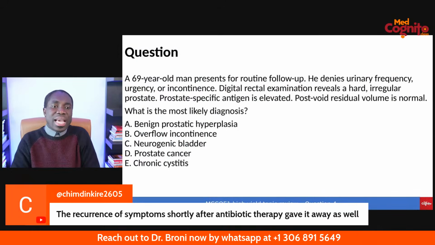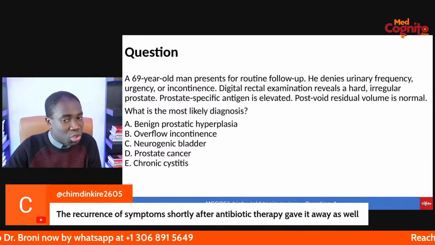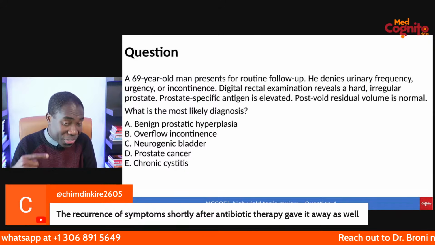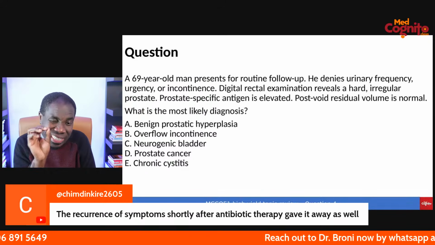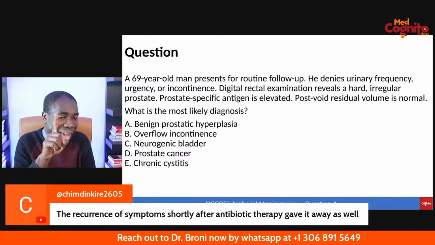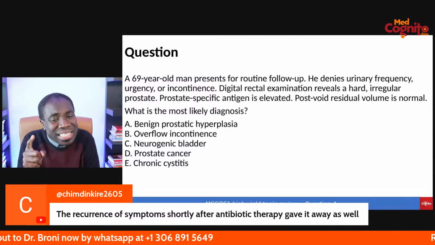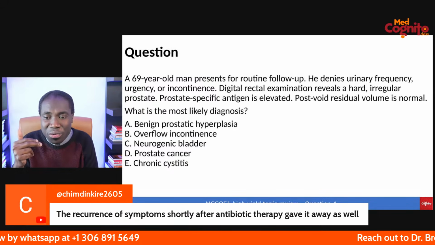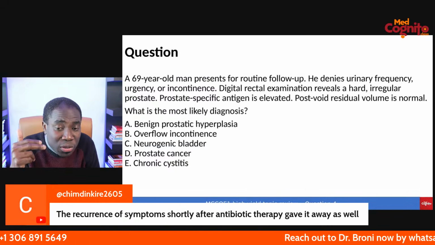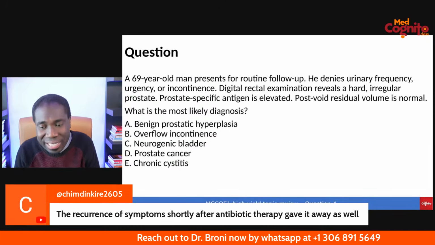Next question. A 69-year-old man presents for routine follow-up. He denies urinary frequency, urgency, and or incontinence. Digital rectal exam reveals a hard, irregular prostate. Prostate-specific antigen is elevated. Post-void residual volume is normal. What's the most likely diagnosis?